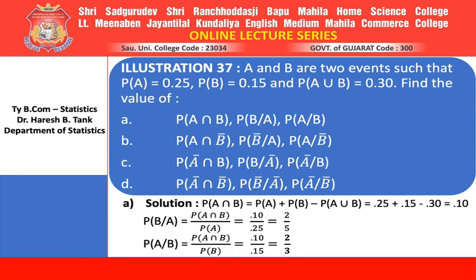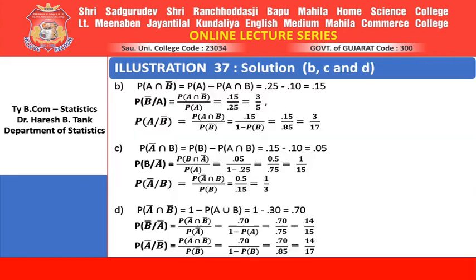Now both these probabilities are known to us. 0.10 divided by 0.15 comes to 2 by 3. Right? This is how we have to calculate B, C and D. Let us see it. Probability of A intersection of B complement. We have seen it with the Venn diagram and that matrix format, which is nothing but probability of A minus probability of A intersection of B. Now both these probabilities are known to us, 0.25 and 0.10. So it comes to 0.15.